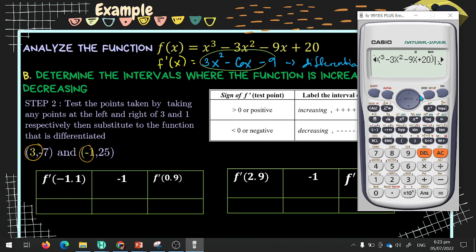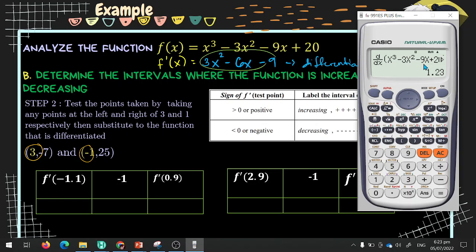When you get to the x there, just right click here. Then x is equal to, what do we want to test? Negative 1.1. So, you see if the resulting value is positive. Positive came out. So, check if you also get that.